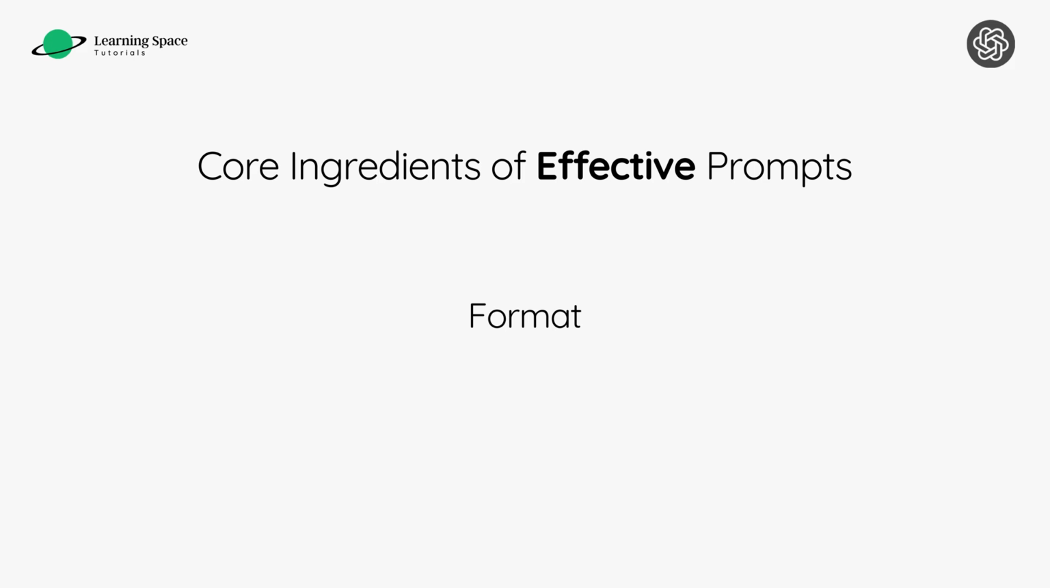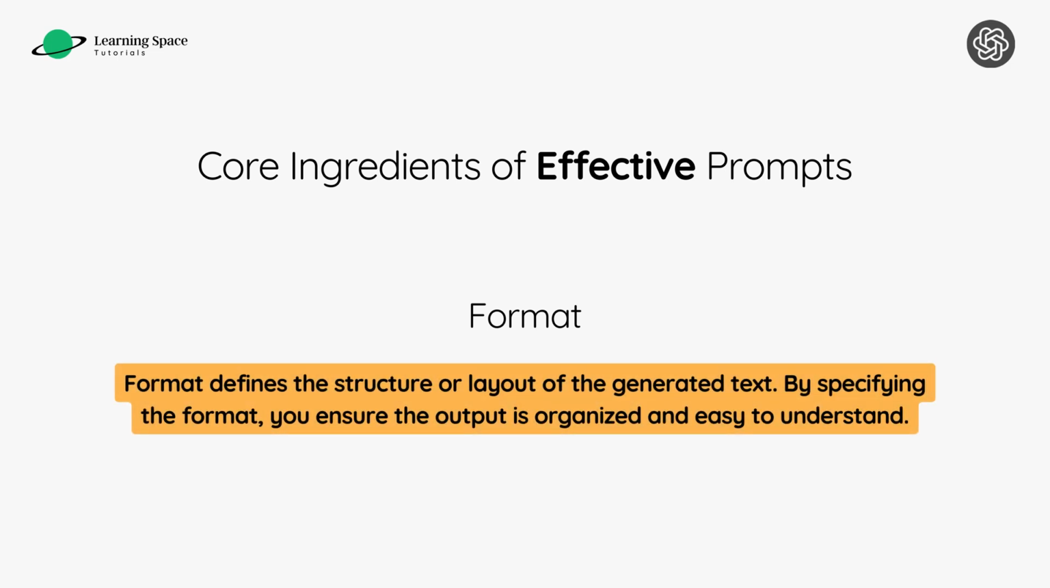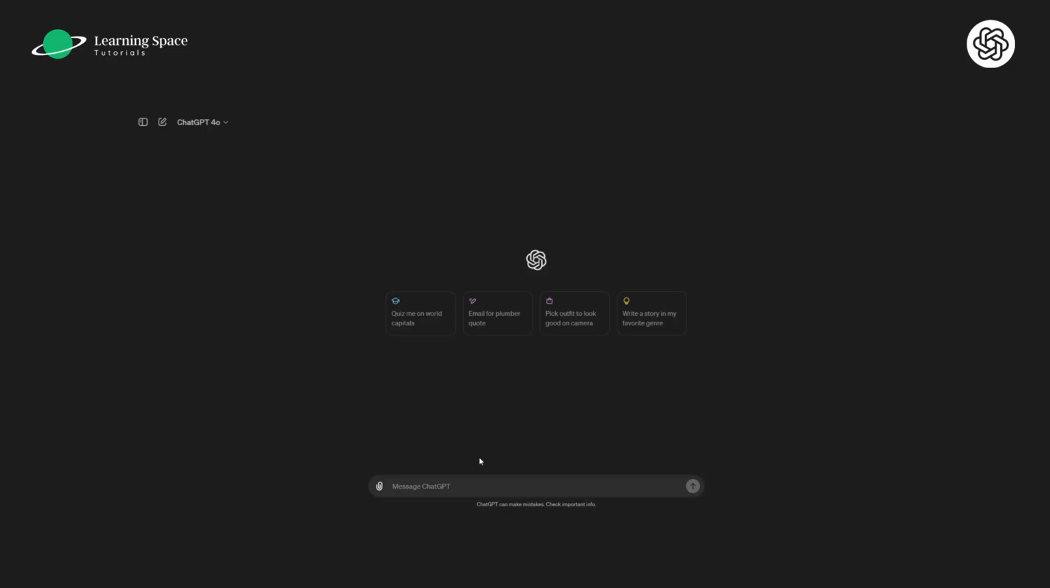Now, another interesting thing that you can do with AI models is describe the format or the structure or layout of the generated text. Now, by specifying the format, you ensure the output is organized and easy to understand. And what this does is it helps maintain consistency and clarity in the generated content. So, for example, summarize the following article into bullet points, highlighting key points and important facts.